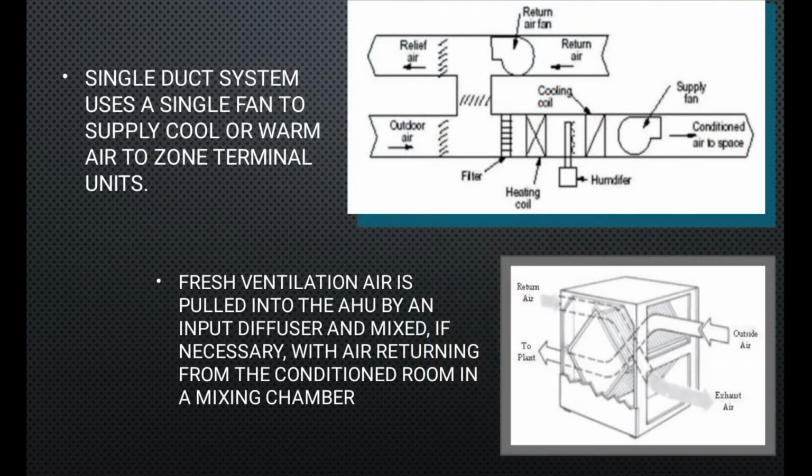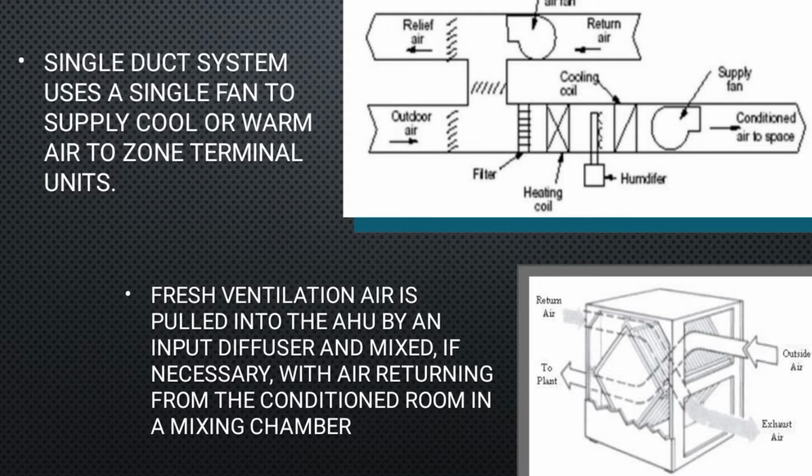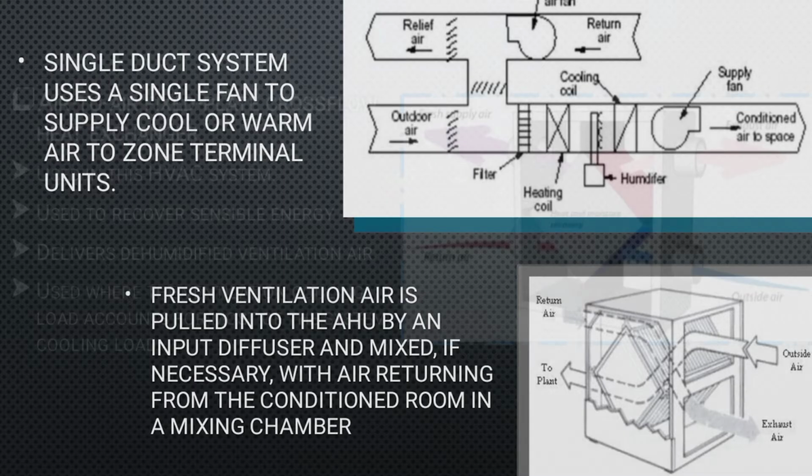The single duct system uses a single fan to supply cool air or warm air to zone terminal units. Fresh ventilation air is pulled into the air handling units by an input diffuser and mixed, if necessary, with air returning from the conditioned room in a mixing chamber.